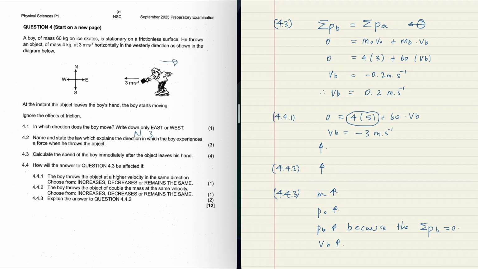Now, you can make the argument, or you could use this other explanation that says that the change in the momentum of the object is going to increase, and therefore that's going to cause the change in the momentum of the boy to increase as well.